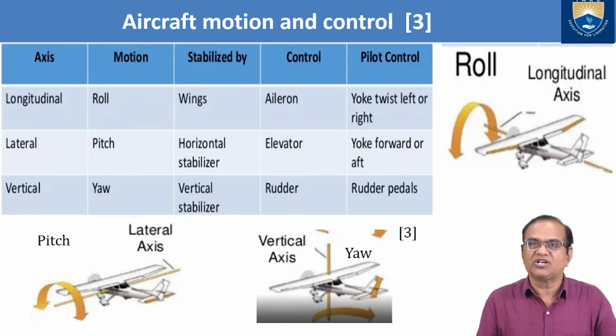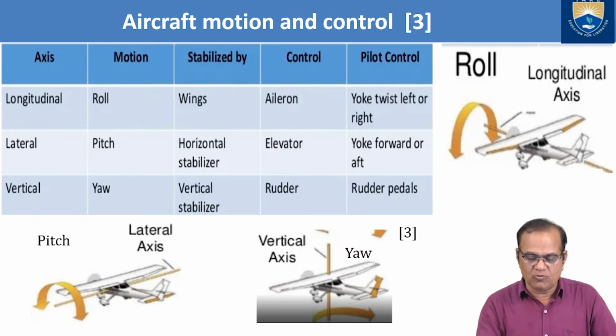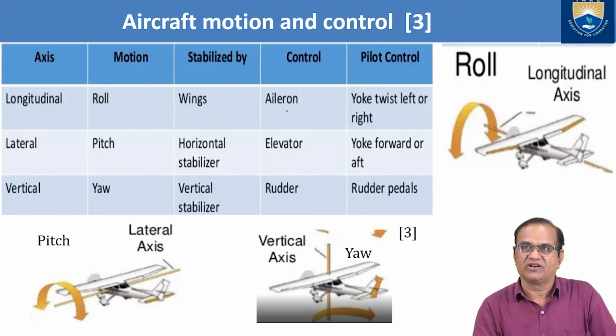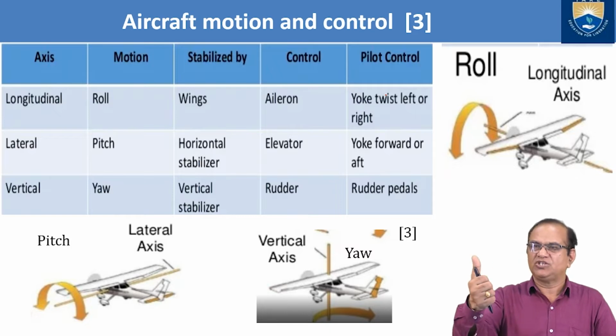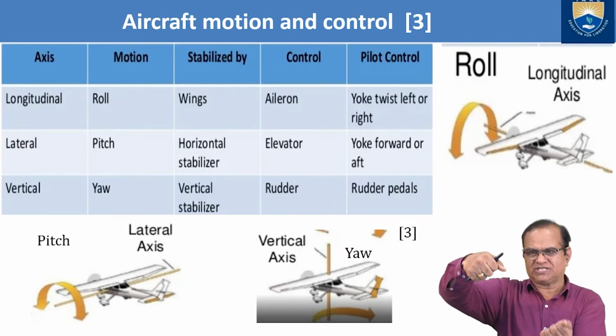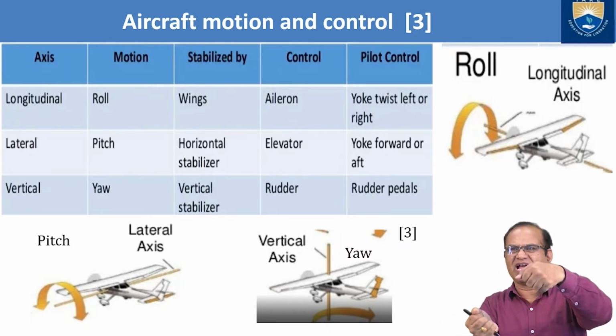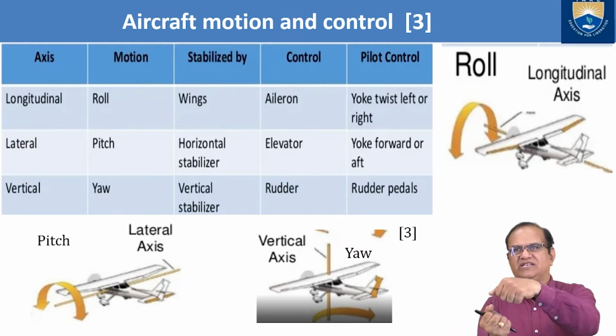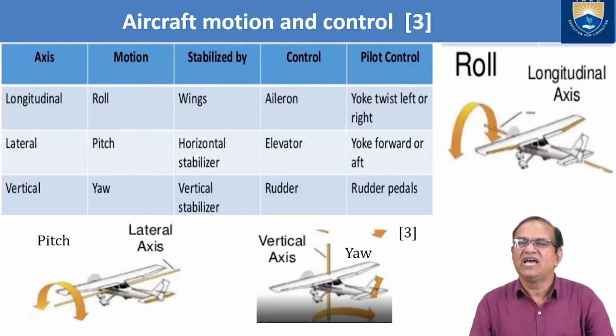And how is this longitudinal motion or the roll motion stabilized? Roll motions are stabilized by the wings. The control for this roll is aileron. Pilot control, yoke, twist left or right. So there is a yoke, this you have to twist like this, like the steering of your car. So left or right, accordingly your aileron will move.